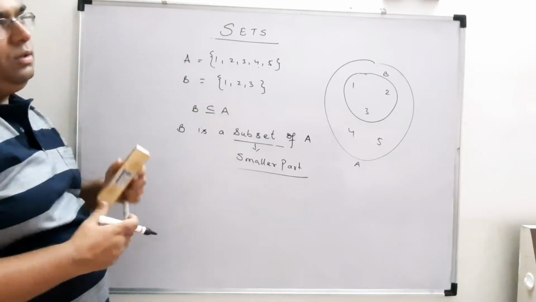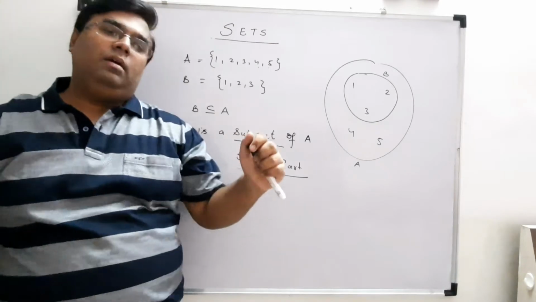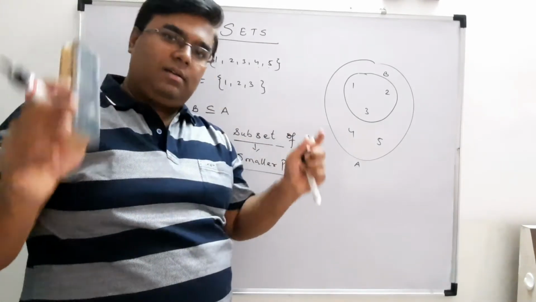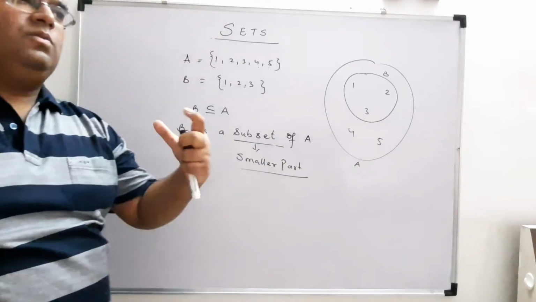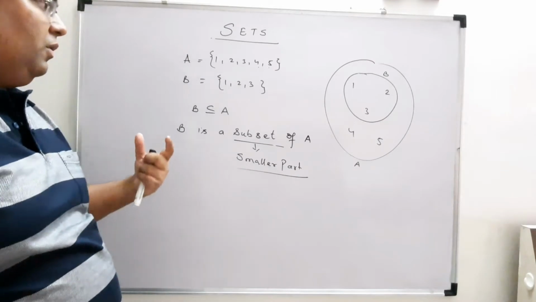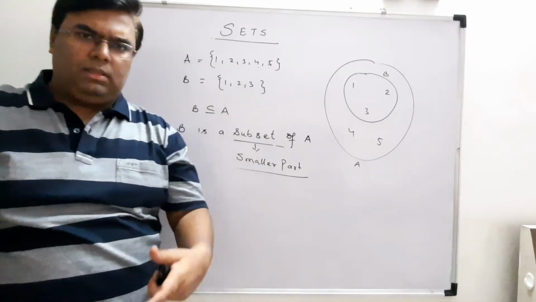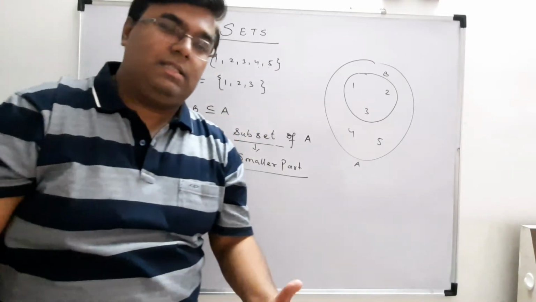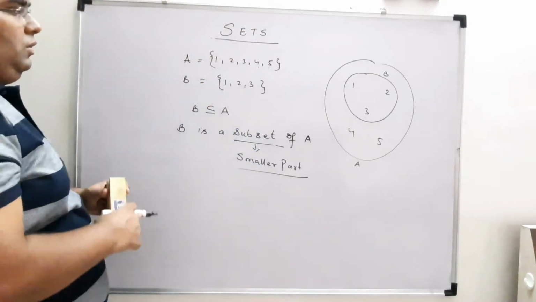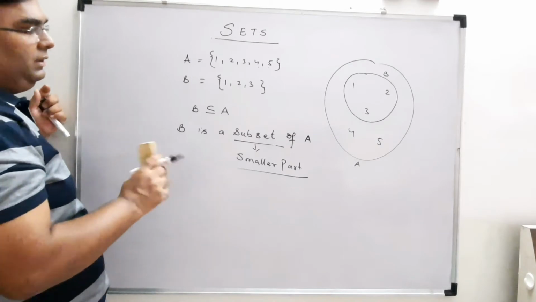If you go by example, we can say Maharashtra is a subset of India. India is a country, Maharashtra is a state. So Maharashtra is a part of India. So we can say Maharashtra is a subset of India. Similarly, we can say Mumbai is a subset of Maharashtra. So in this way we can write the subsets.